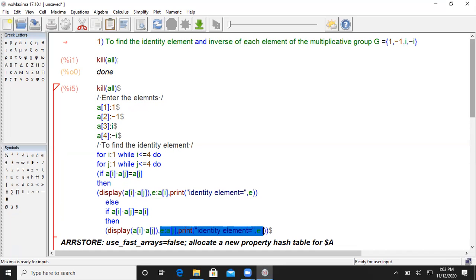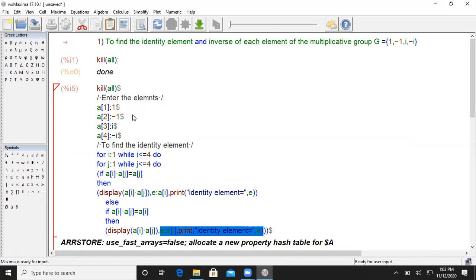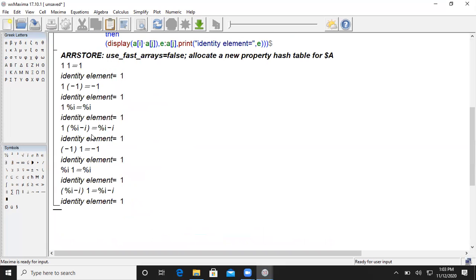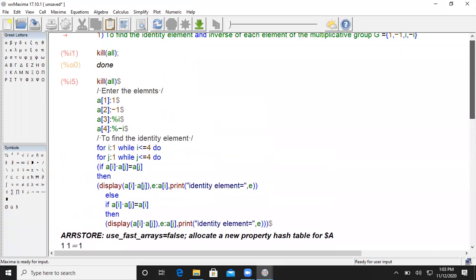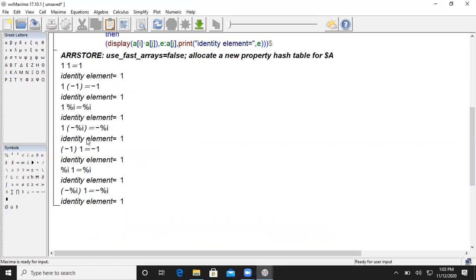So we have executed the program here. 1 into 1 is 1. The identity element is also 1. Next, 1 into minus 1 is minus 1. The identity element is also 1 here. 1 into I is I. Here we did not add the percentile symbol, so it has been reduced out here. It should be written on this side. So here is your answer.